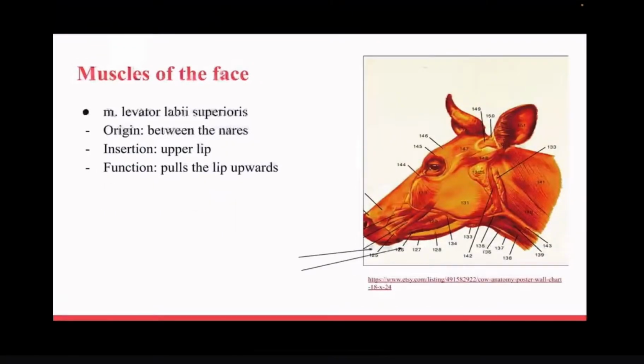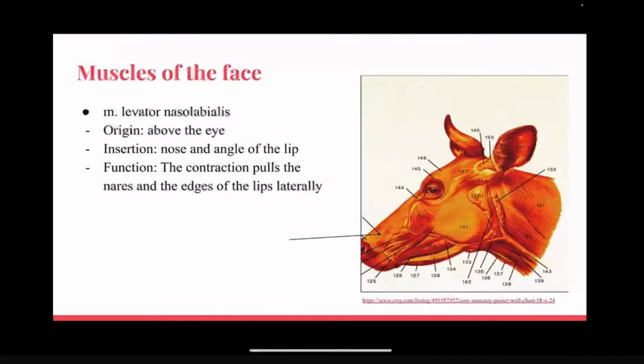The levator labii superioris originates between the nares and inserts on the upper lip, and its function is to pull the lip upwards. The levator nasolabialis originates above the eye and inserts on the nose and the angle of the lip, and it functions to contract and pull the nares and the edges of the lips laterally.